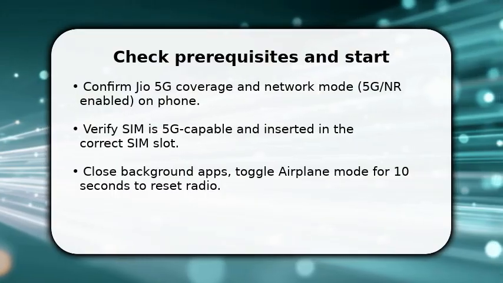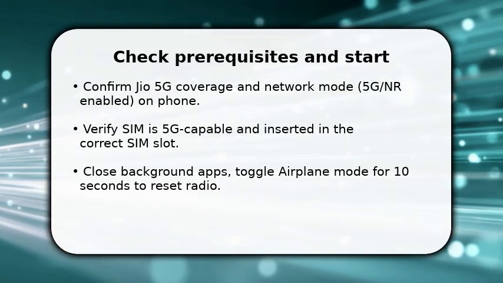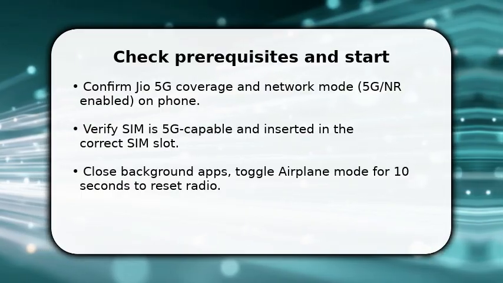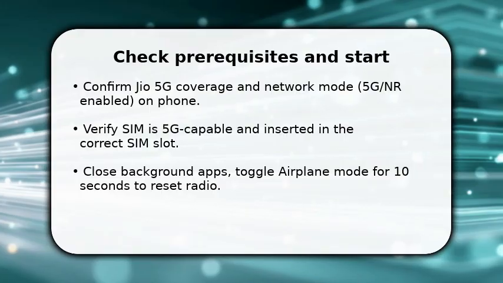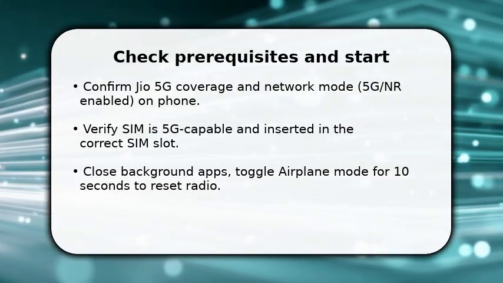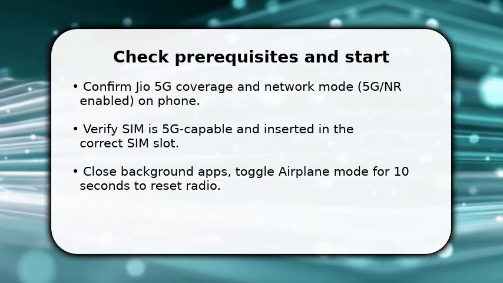You start by confirming coverage and hardware. Make sure your Geo SIM and phone both support 5G and that you're in a known 5G area. Once done, set preferred network type to 5G/NR in cellular settings and place the SIM in the primary slot if your phone uses a single 5G slot.